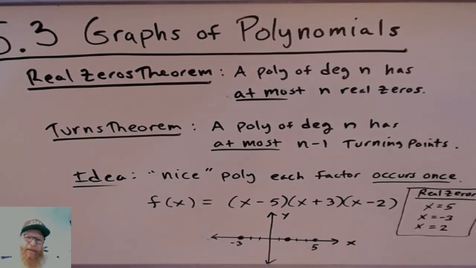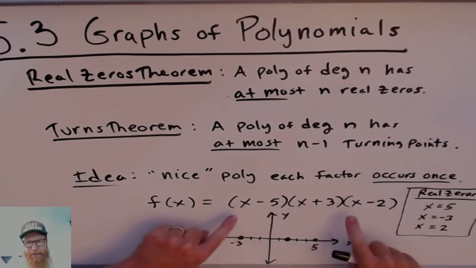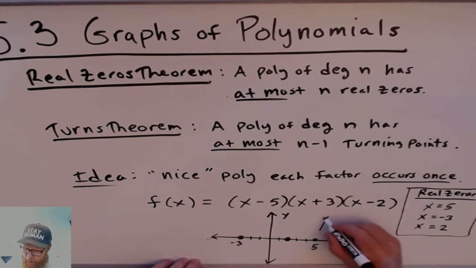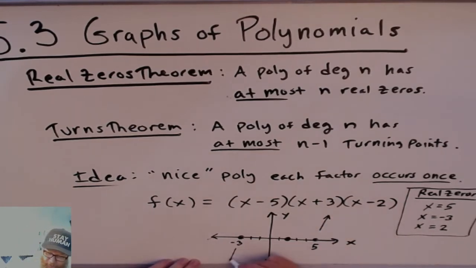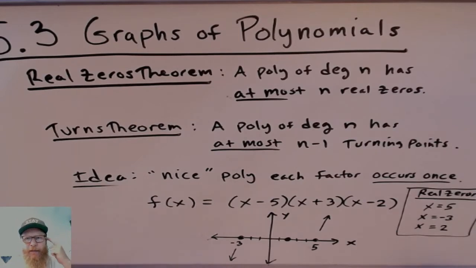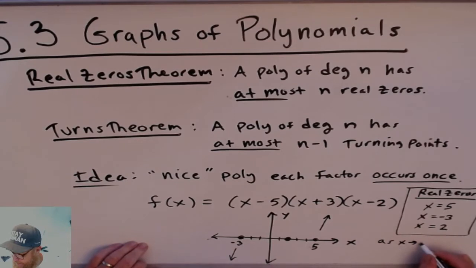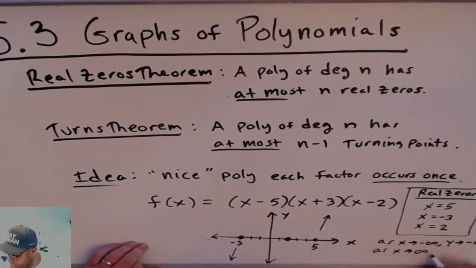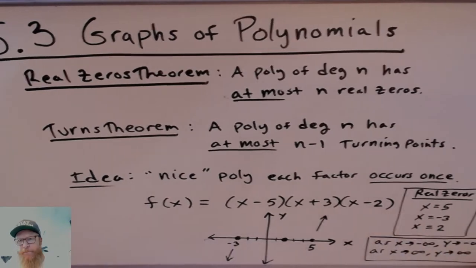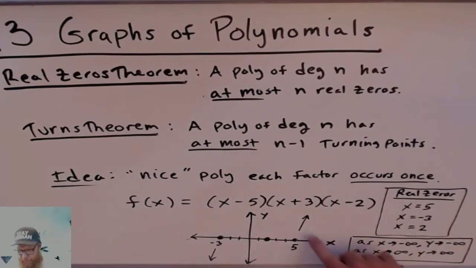And then I would look at the end behavior. The end behavior, if you multiplied this out, the right arrow would go up and the left arrow would go down. So I would say as x goes to negative infinity, y goes to negative infinity, and as x goes to positive infinity, y goes to positive infinity. So that's your end behavior. It means the right arrow is pointing up, left arrow is pointing down.